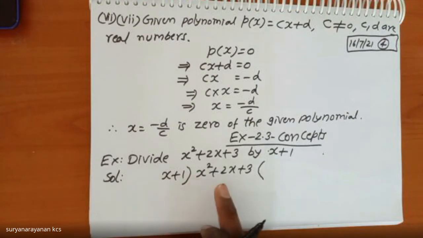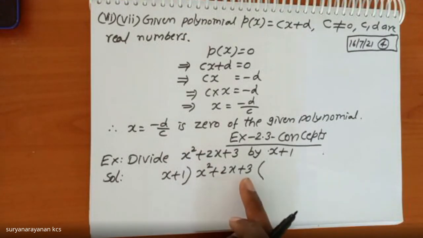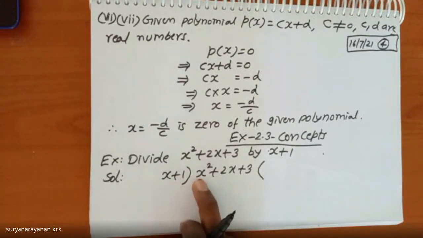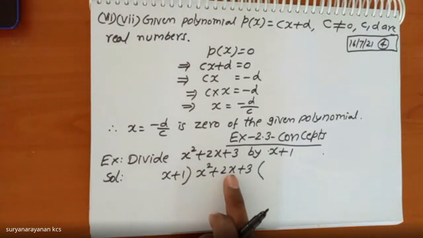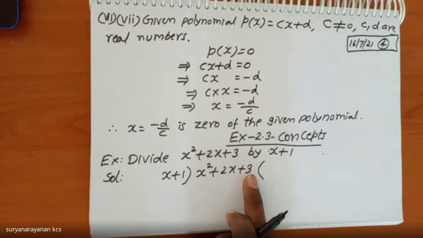After that, the next highest power of x. After that, the next power of x. So here, see, x square is the highest power. Yes or no? The highest power of x is 2. So we wrote the x square term first. After that we wrote the x term. After that we wrote the constant term.